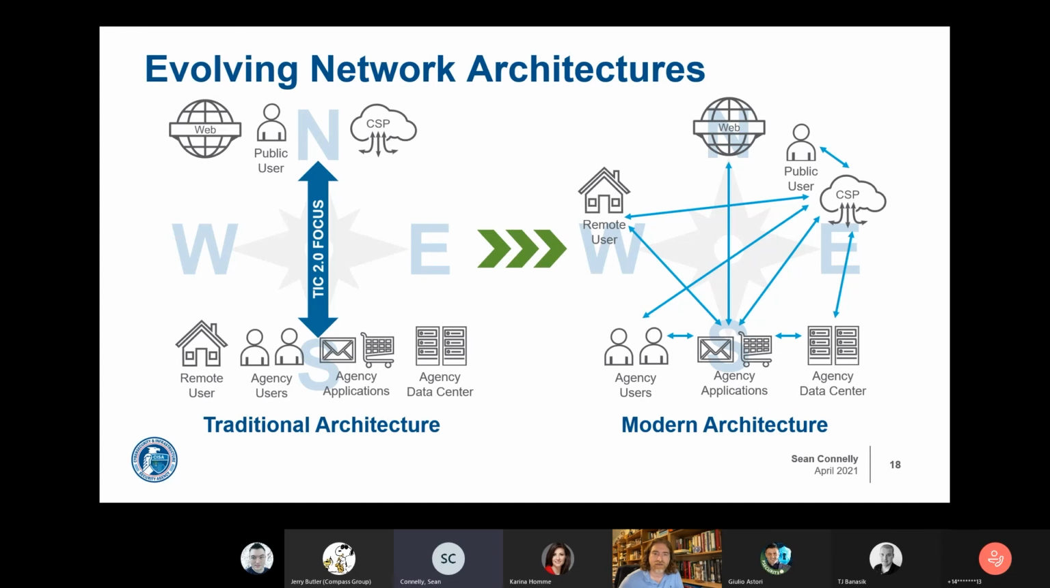Then on the top side of the diagram, we're still on the left one, we have some of the untrusted resources represented: big bad web, public users, and cloud instances. The traffic between the top and the bottom is the north-south traffic pattern that we've been building our security around for the last 20 plus years.